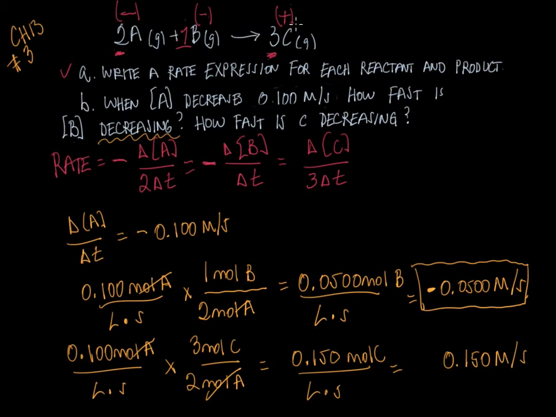And what should the sign be on this? It should just be a positive sign. So we'll just not indicate anything there. So this is the amount of C that forms per second. This should actually be increasing. Okay, so here are your two values here.